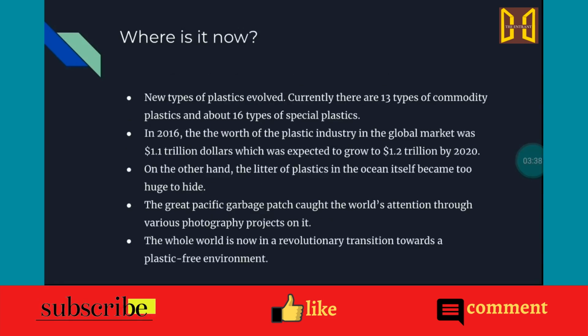So where we are now: there are so many types of plastics that were invented after that, and currently we have 13 types of commodity plastics. Commodity plastics means the ones which are already in the market, used for commercial purposes to make commercial goods, the ones which reach the common man. And there are about 16 types of special plastics, used for special purposes such as government-funded closed research and all that. It simply means the plastic which does not reach the common man and is not commercialized yet.